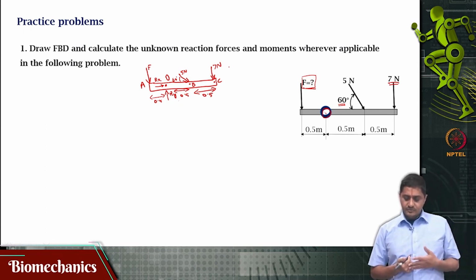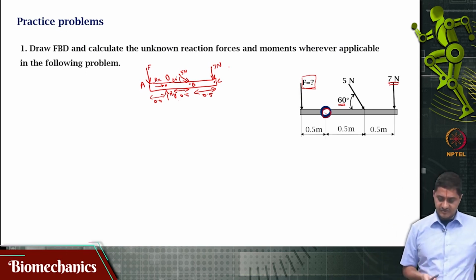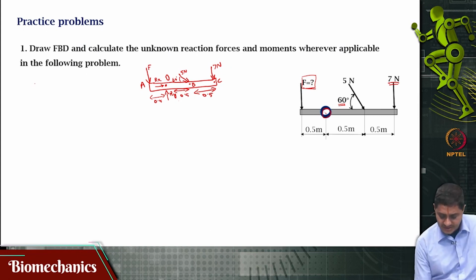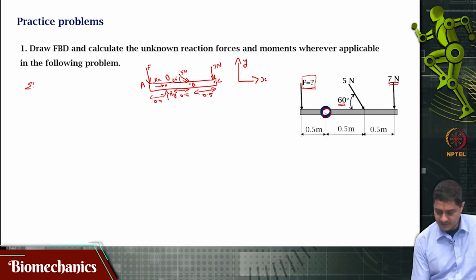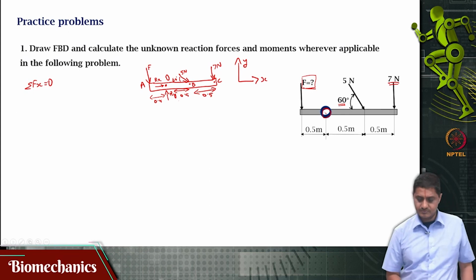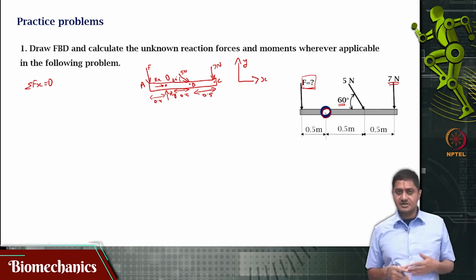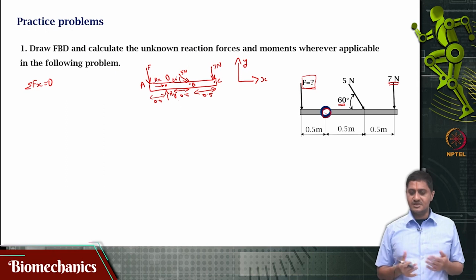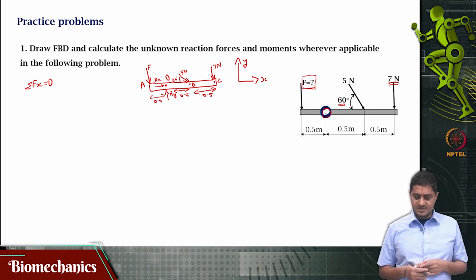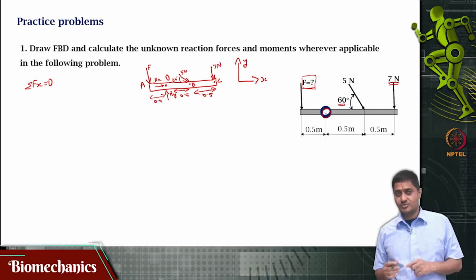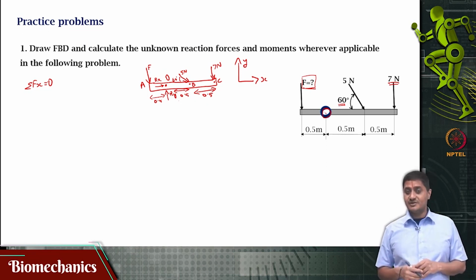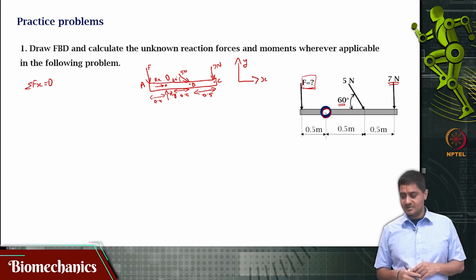Now, I can try to write out the equations of static equilibrium for this case. Let us assume the xy axes, and I can write sigma Fx equal to 0, because this object does not accelerate in the x direction. The sum of all the forces in that x direction will be 0. What are the forces in the x direction? Will F be in the x direction? The answer is no, because it is obviously in the negative y direction for the direction shown. Okay. And 7 Newton is in the negative y direction.